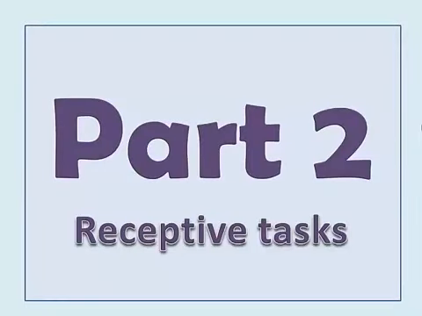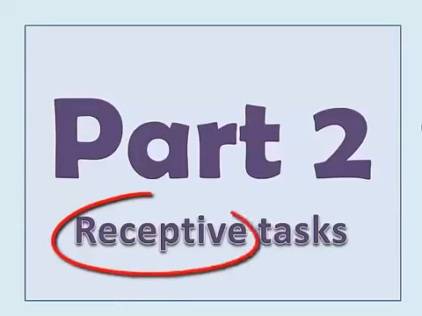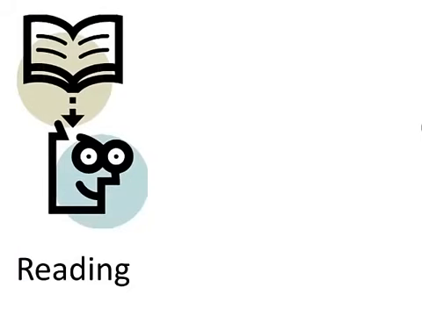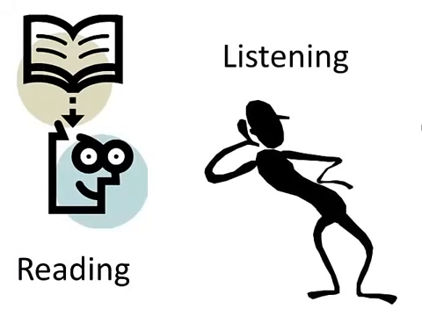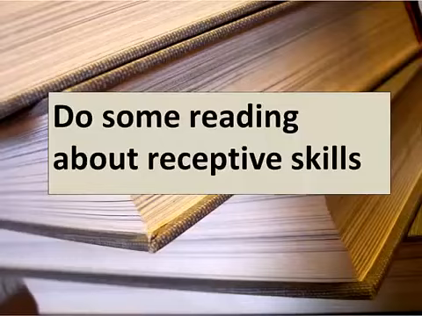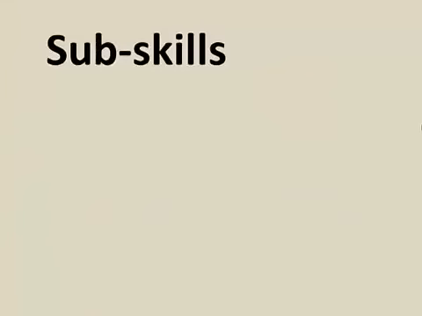Part 2 is describing the receptive tasks that you're going to do. So, receptive skills are reading and listening. So you need to think about the kind of tasks that are appropriate for reading or listening. The first thing you need to do is to do some reading about receptive skills, and I'll give you some ideas for books later on. And then you need to think about the sub-skills that you're going to practice.